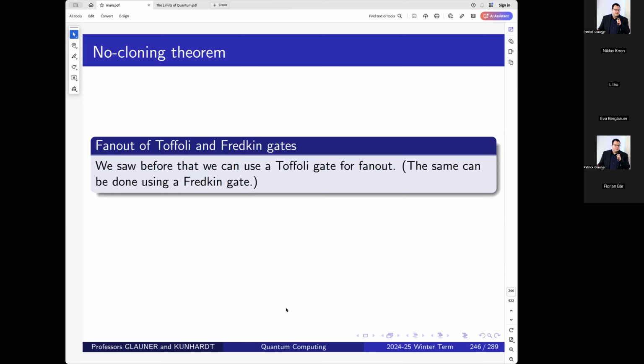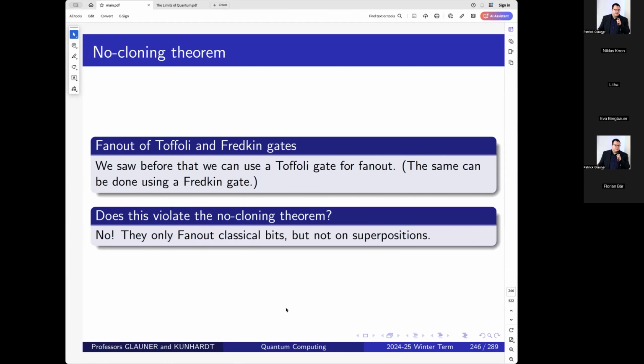Now, before we saw this Toffoli gate, which allowed us to do the fan out, so we could copy the input. This only works if you use the Toffoli gate, and it's the same for the Fredkin gate, for classical values. It does not work if you put in quantum states. So the fan out we built before is not a violation of our no-cloning theorem, because that fan out only works for classical values. So not a violation of what we had done so far.